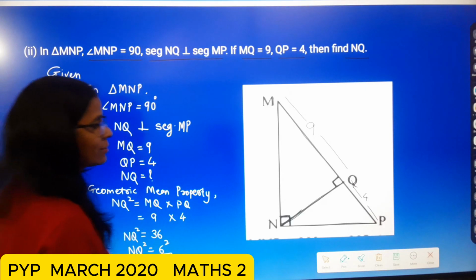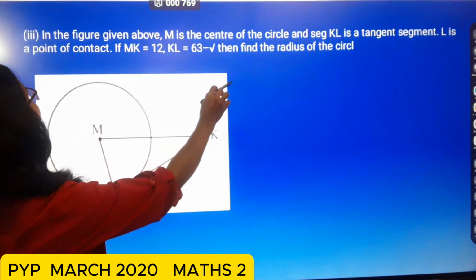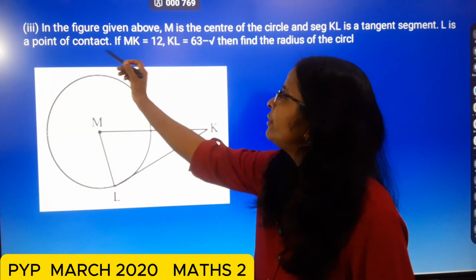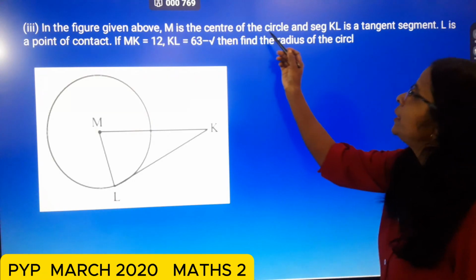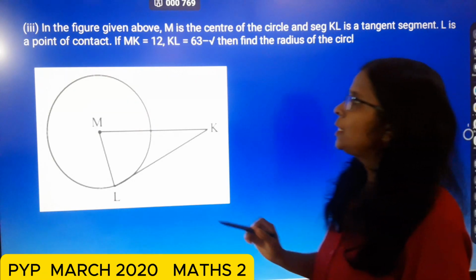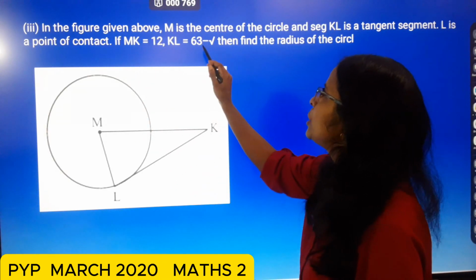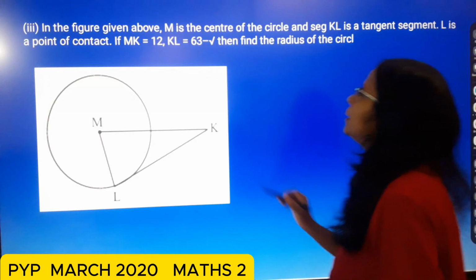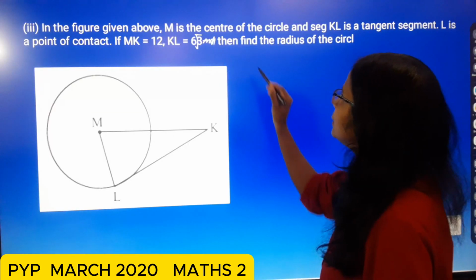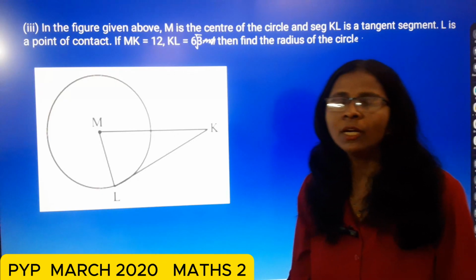Then next one, students. Okay, next example. That is the third example. Here in the figure given above, M is the center of the circle and segment LK is a tangent segment. L is a point of contact. If MK is equal to 12, KL is equal to 6 root 3. Now students, here by mistake it was written differently, that is here 6 root 3. Then find the radius of the circle.